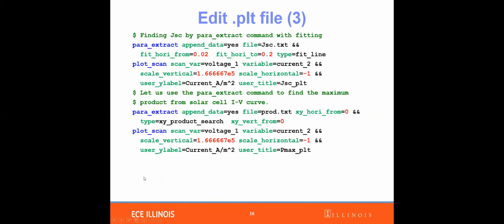What that means is that in the following plot scan, it will show the voltage as a function of current, and we want to extract the parameter where the current is 0, because that is how we define open circuit voltage. So this plot scan is to show the voltage as a function of current, and scale vertical.